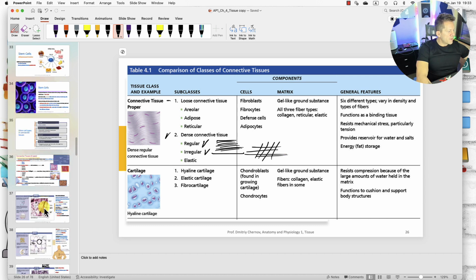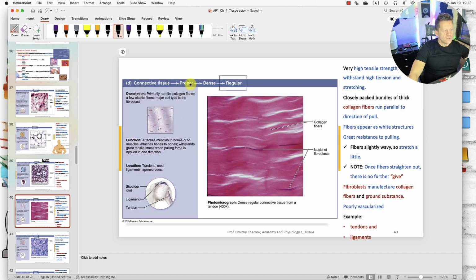So let's look at a regular connective tissue, right? Connective tissue proper, dense, regular connective tissue. You see fibers, they're running parallel to one another. This mostly comes with the tendons and the ligaments. The tendon is part of the muscle that connects muscle to the bone, and the ligament connects bone to the bone. So you will find this within the joints, where the muscle needs to be connected to the bone, or the ligaments where the bone needs to be connected to the bone.